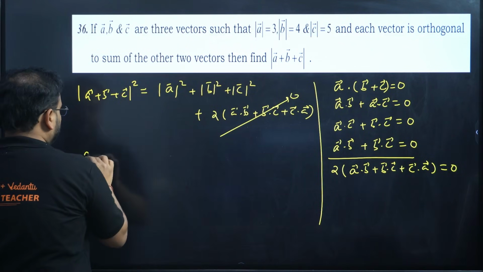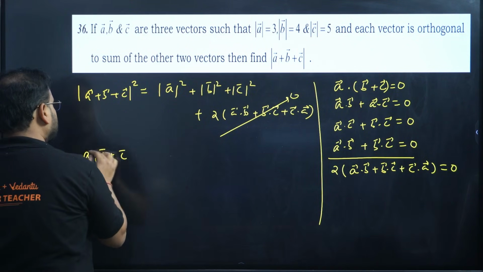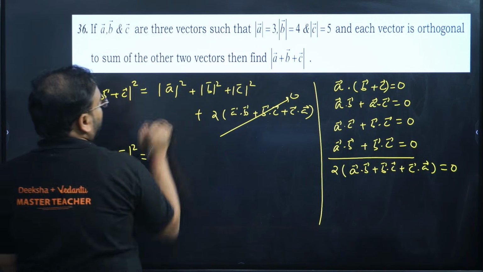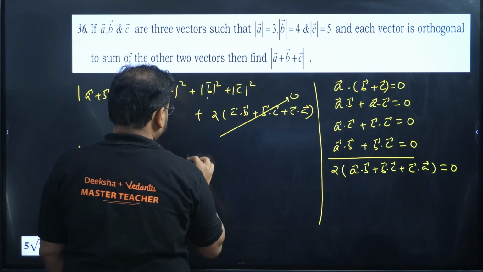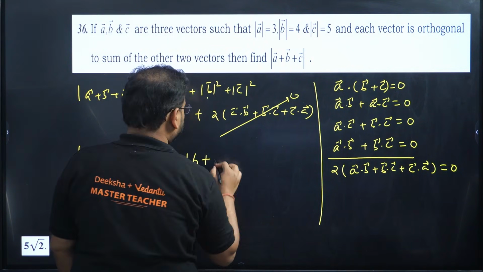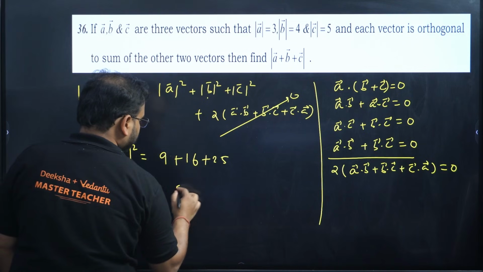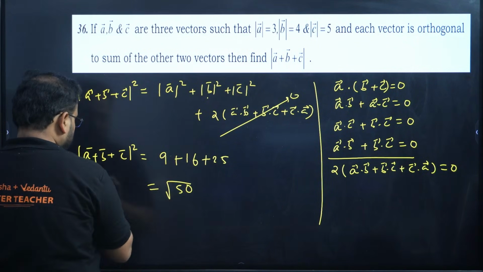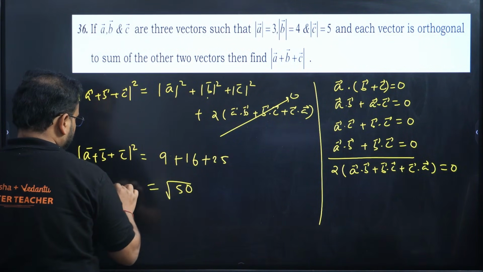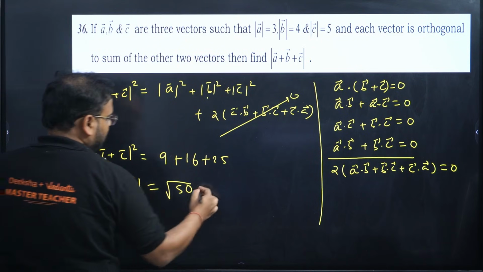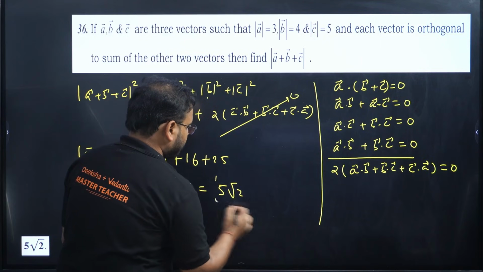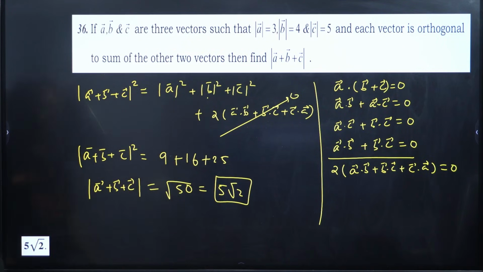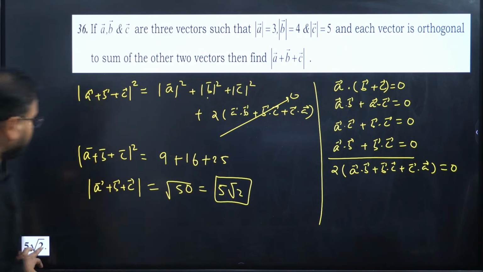So A plus B plus C whole square equals to square of A. A is given as 3, so 9. Square of B, 4, so 16. Square of C is 5, so 25. This sum is 50 over here. I want the value of the modulus, so I'll remove the square from here. Please check. My answer is 25 into 2, so 5 root 2. 5 root 2 is clear. Okay. So answer is 5 root 2.